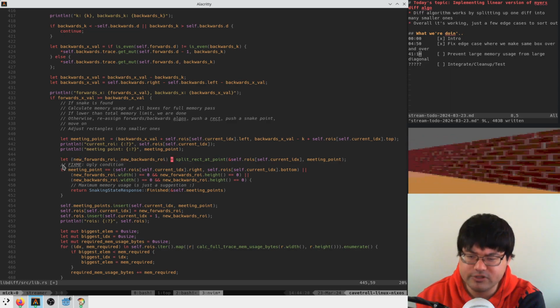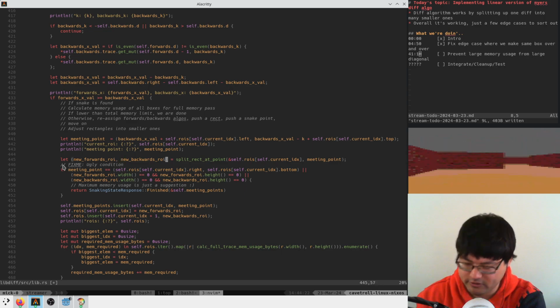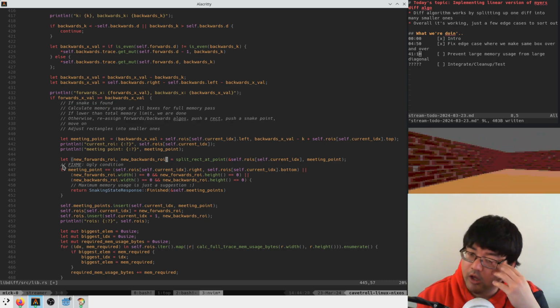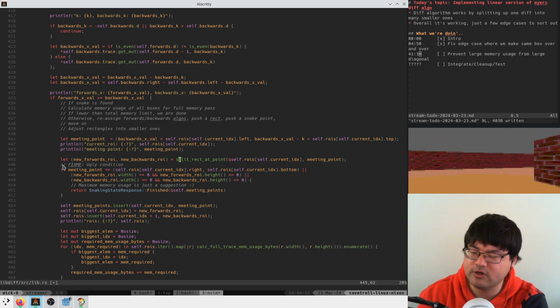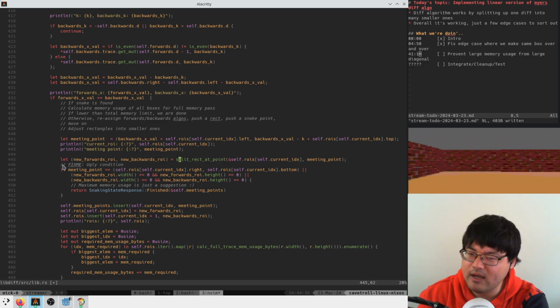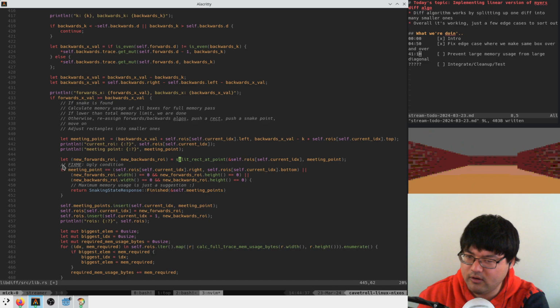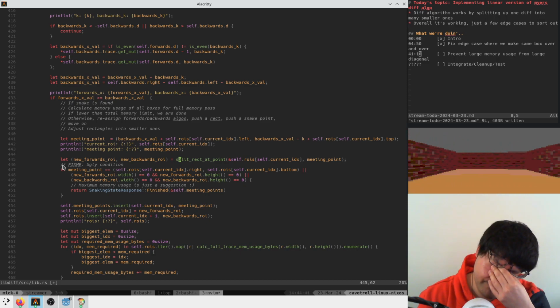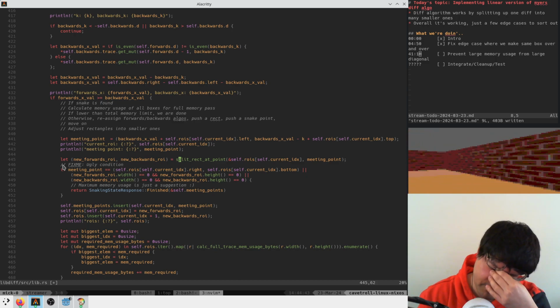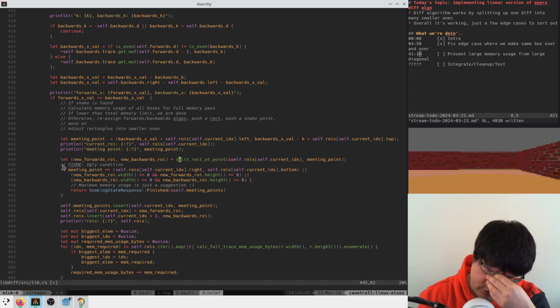Our new backwards ROI and forwards ROI, the boxes that we're working with, are now going to be very slightly different. They're not going to be split by the meeting points. We're going to apply the different two points, and we're going to make two boxes. That's still true. We still have two boxes.